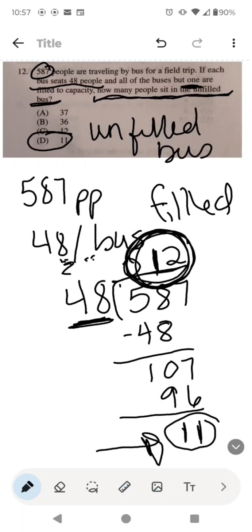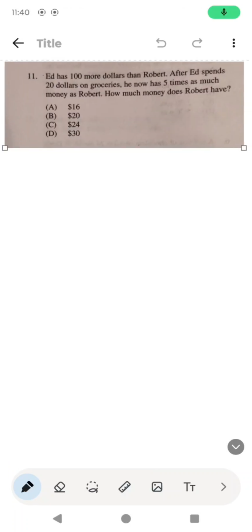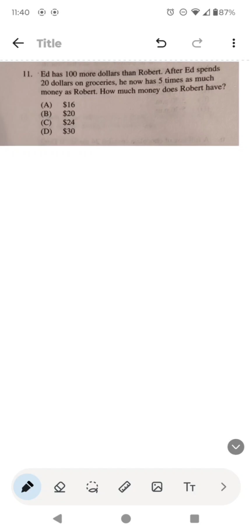All right, the next question. Hey y'all, the question is a little bit more challenging. Ed has, well, first of all, let's just find the question. How much money does Robert have? Okay, we're looking for Robert's amount of money. So we want to know the money that Robert has, right? Let's see what the problem tells us.